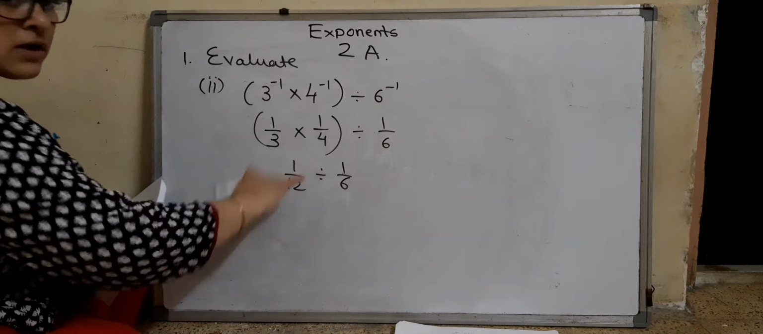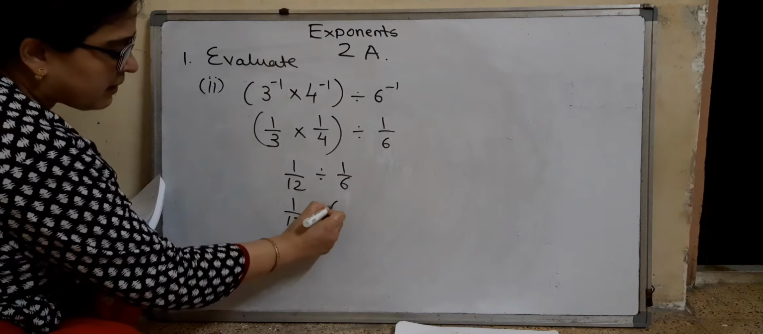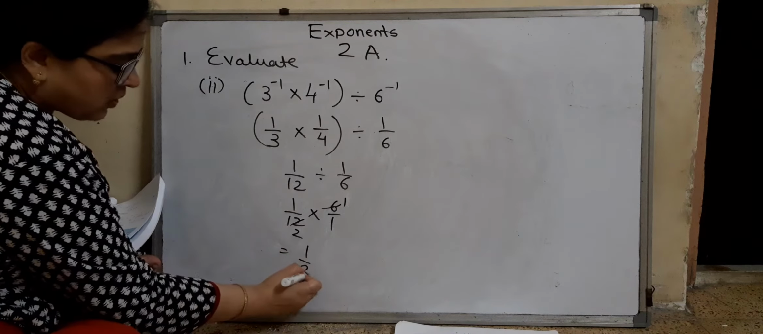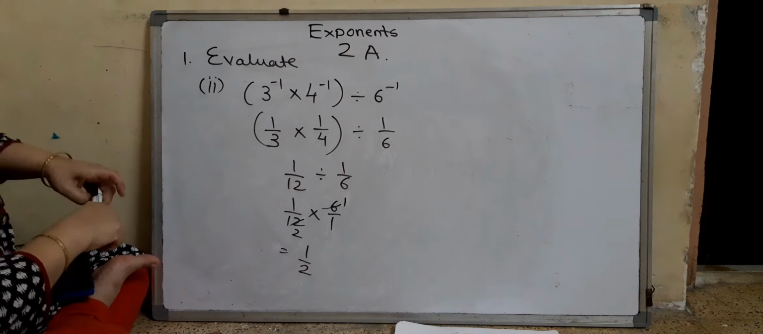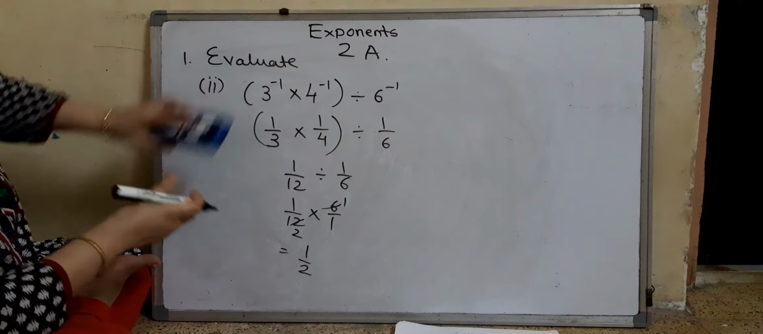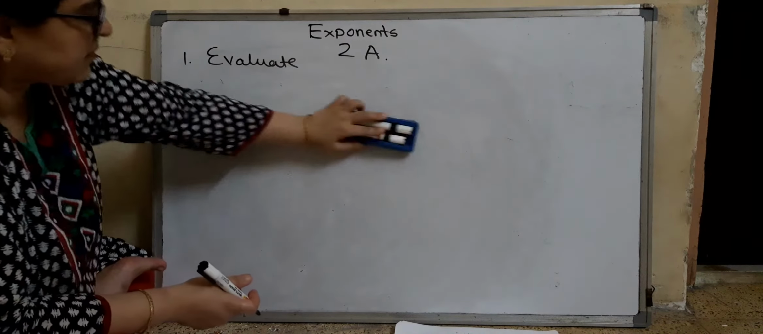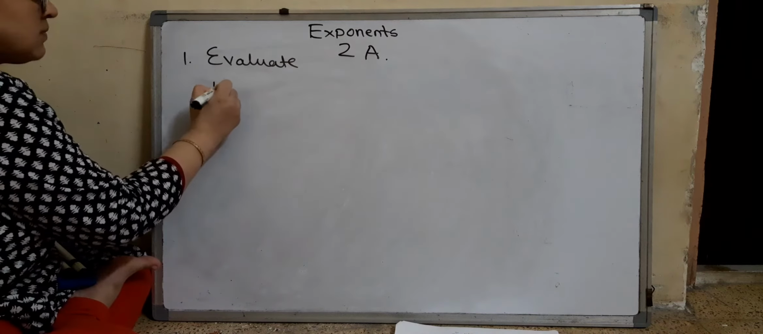Now division becomes multiplication and do the reciprocal of the second number. 1 upon 12 multiplied by 6 upon 1. Cutting, 6 ones are 6, twos are. The answer is 1 upon 2. This is the second sum. Next, third. Now third sum.